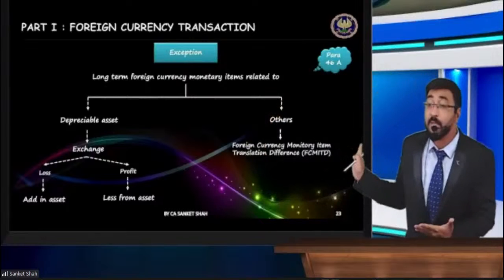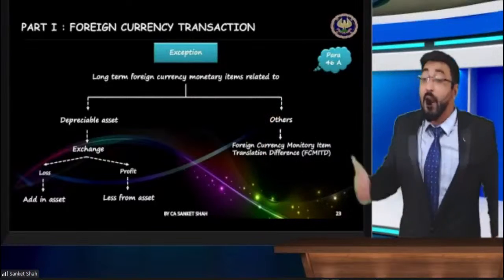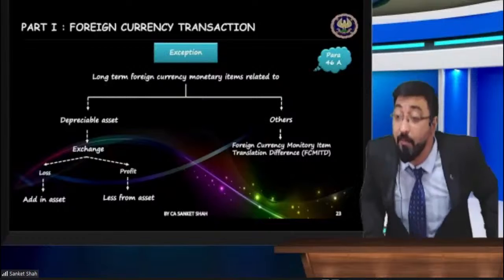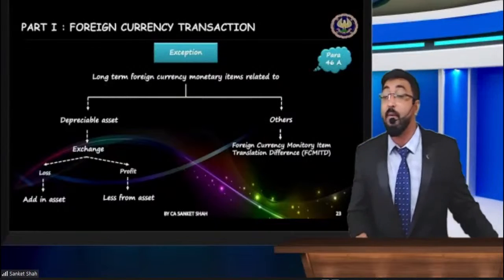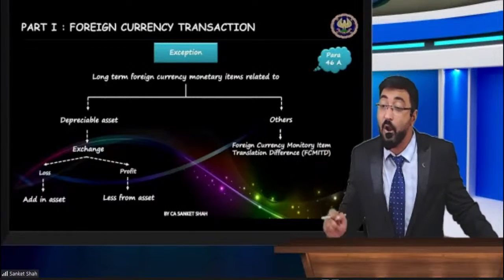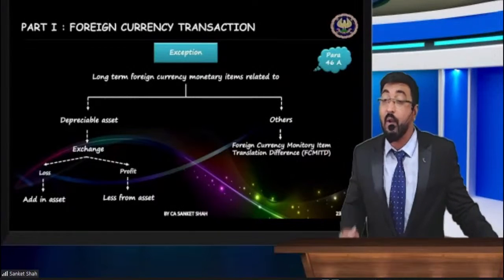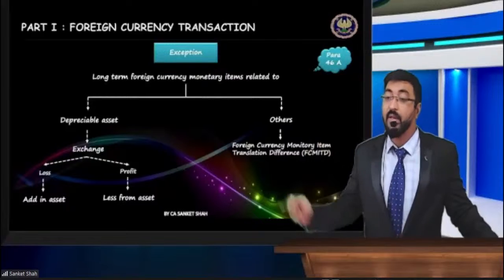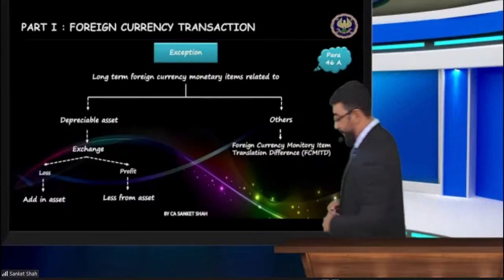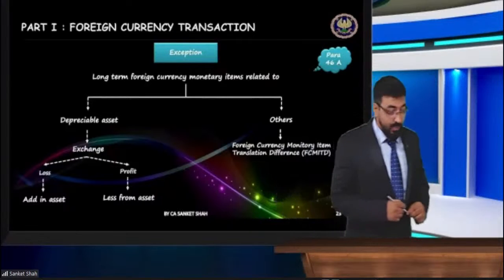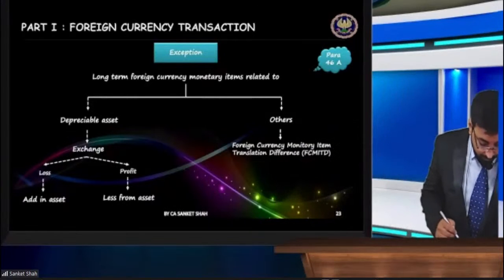FCMITD. Oh sir, what is FCMITD? It is the foreign currency monetary item translation difference account. So write down FCMITD. It is for others. Okay.